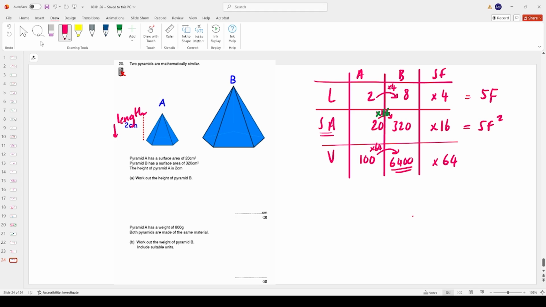Because it's to do with the space inside the shape. So if I was to put volume right here, I mean mass right here, it's to do with volume, right? So it's going to be 800. So you just times by what? 64. So 51,200 or 51.2 kg.